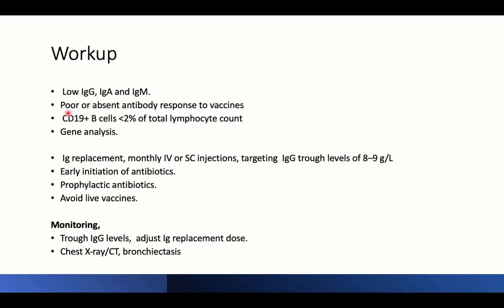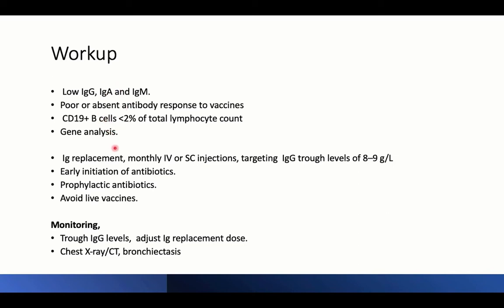Also, doing flow cytometry to count the cells that carry the cluster of differentiation number 19. Cluster of differentiation 19 identifies or defines the B cells. So CD19 will be very low, less than 2% of total lymphocyte count, due to the arrest in B cell development. Gene analysis can also define the gene mutation in the Bruton tyrosine kinase gene, diagnosing the condition. So this is a finding in our workup.